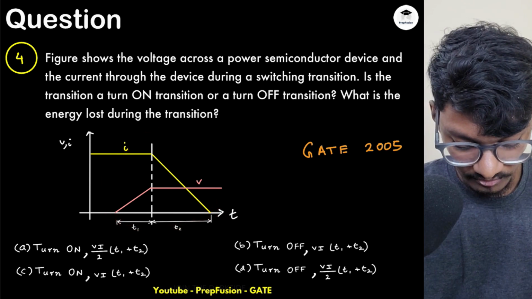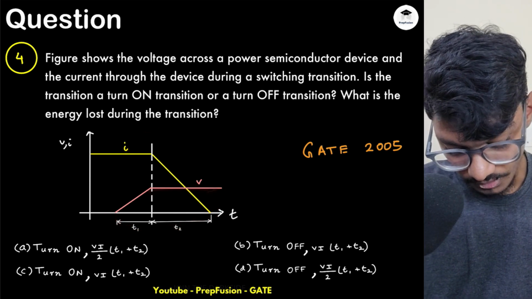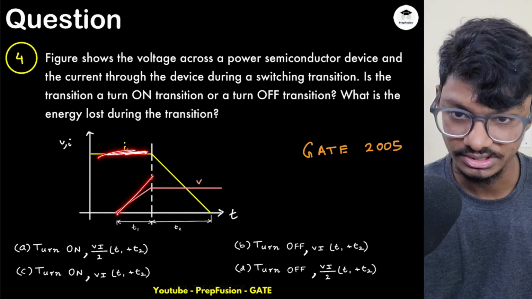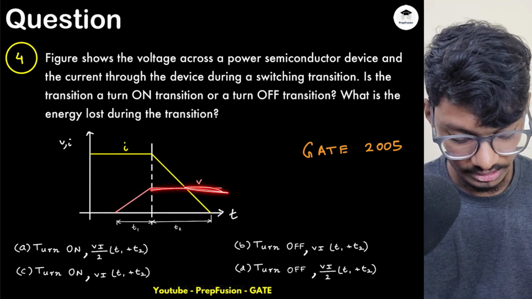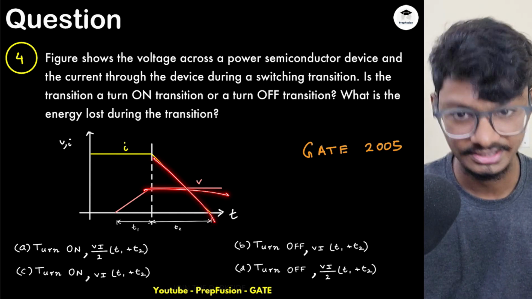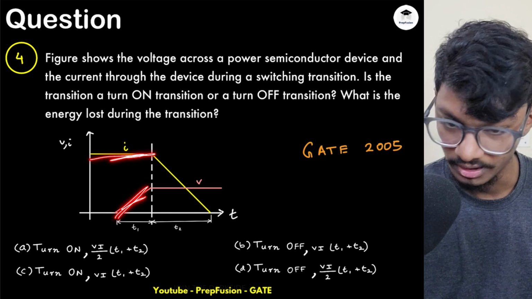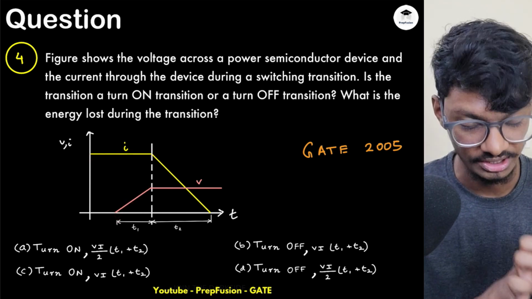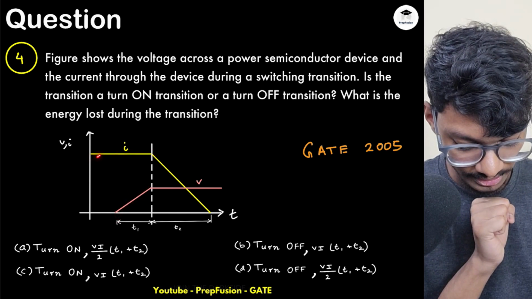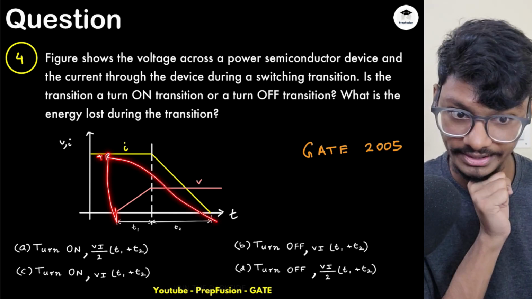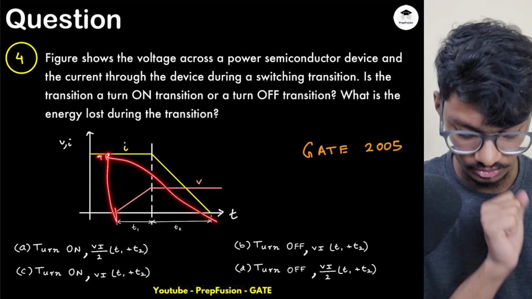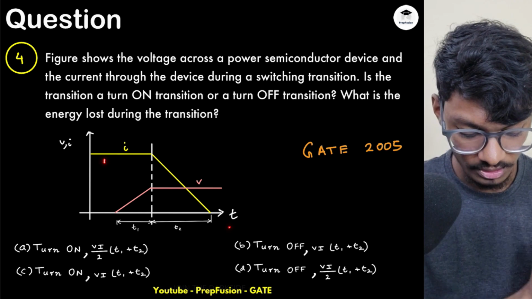What is happening is that my voltage is constant. In this region my current is constant and my voltage is increasing, and in this region my voltage is constant but my current is increasing. So here what is happening? Current doesn't change, so voltage is increasing. So this is a switching transition. What is the transition? Overall my current is going from high to low, so it is a turn off transition. This is not a turn on. My current is going from high to low.